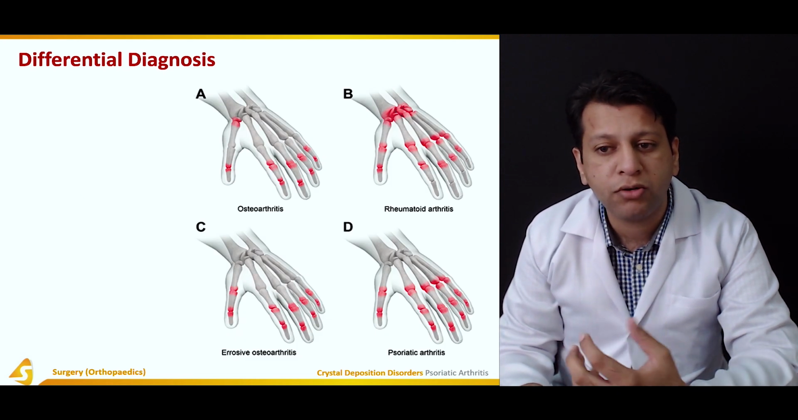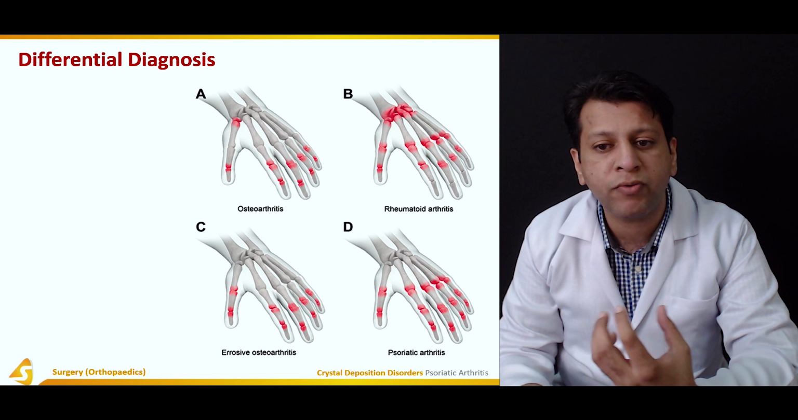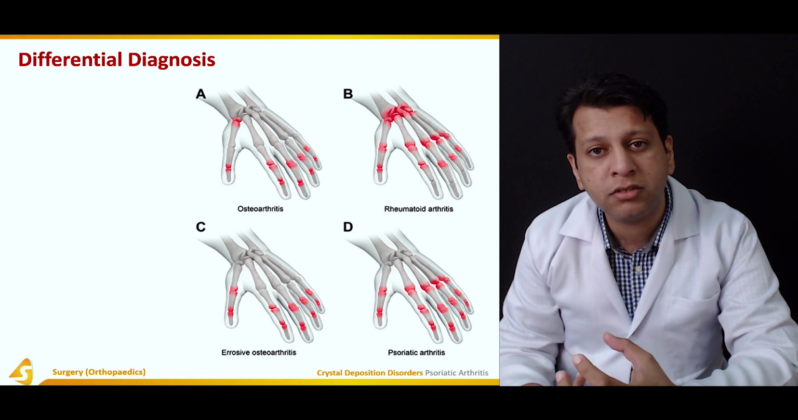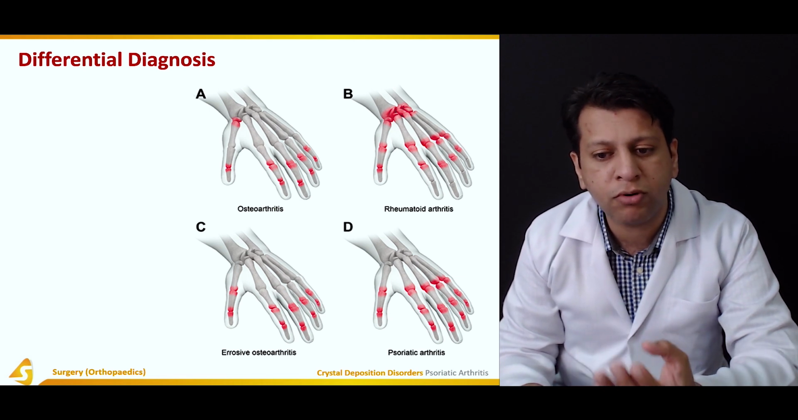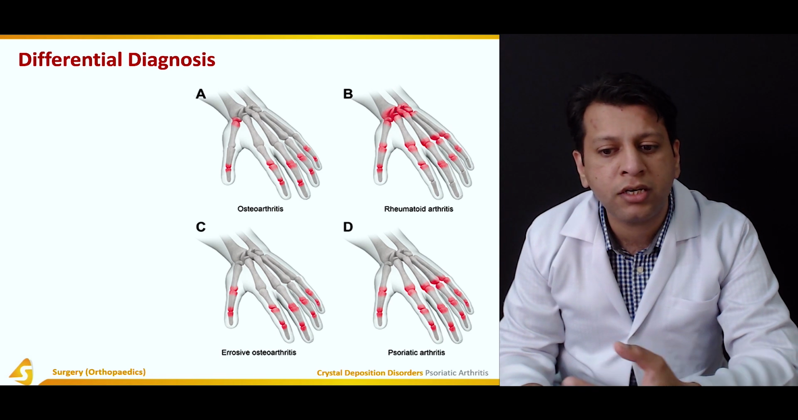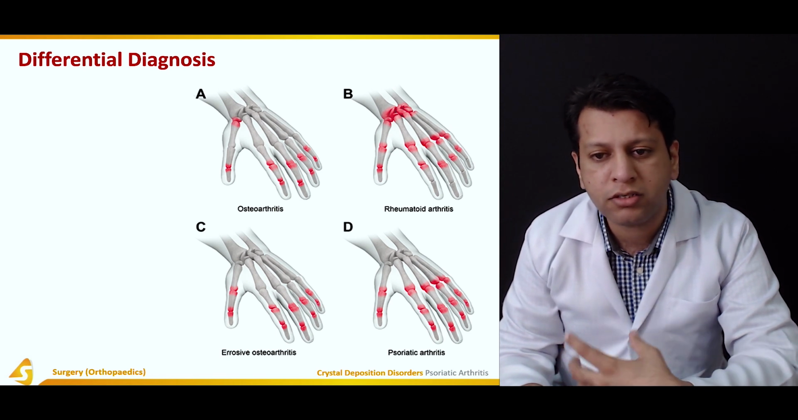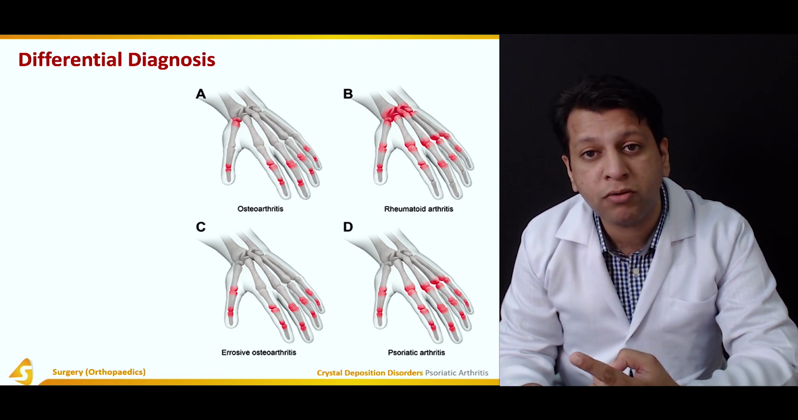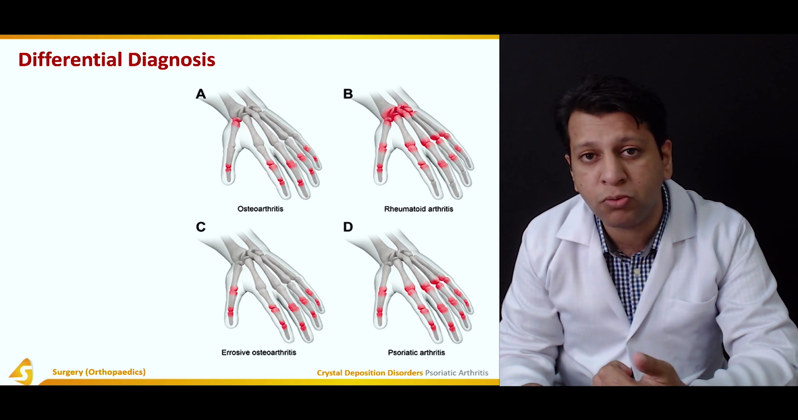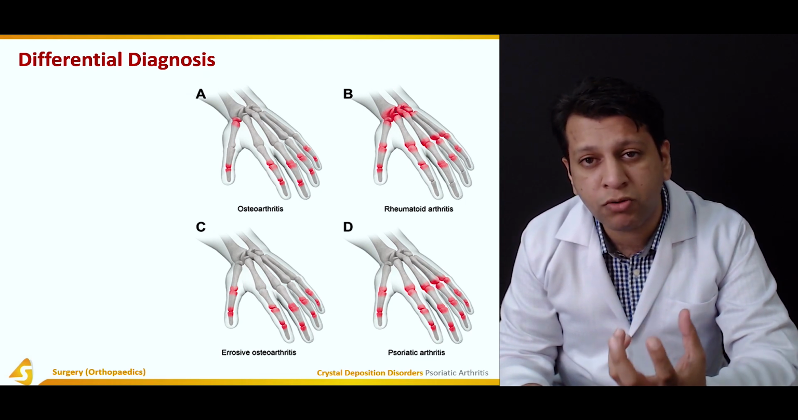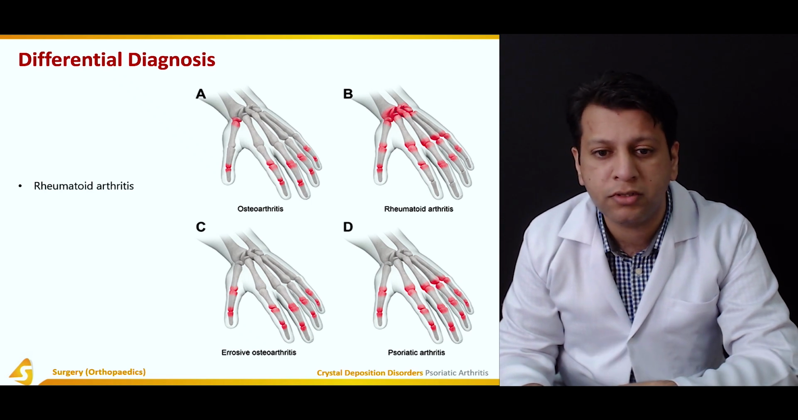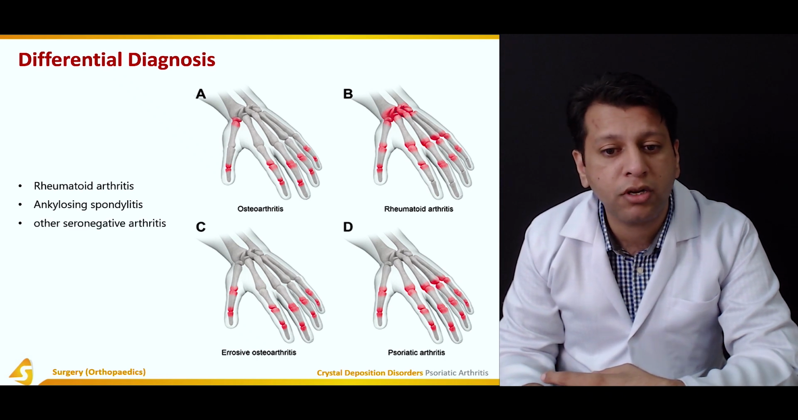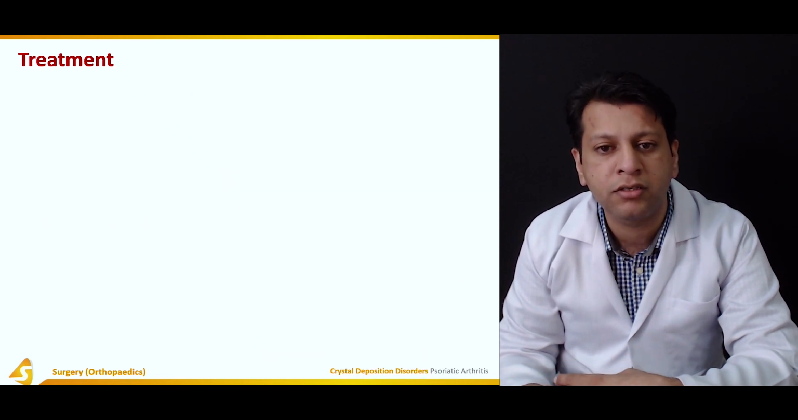What are the differential diagnoses? Differential diagnoses are actually based on whether the metacarpophalangeal joints are involved, the wrist or radiocarpal joints are involved, or the interphalangeal joints are involved. Then there are osteoarthritis, rheumatoid arthritis, and psoriatic arthritis. If only one joint, only one metacarpal or one radiocarpal joint, is involved, then you must be thinking of acute gout deposition as well. And the differentials I've already told you include RA, ankylosing spondylitis, and other seronegative arthritis.